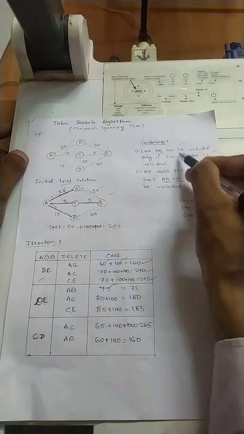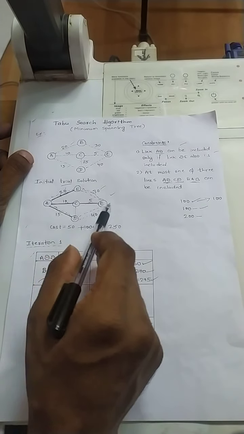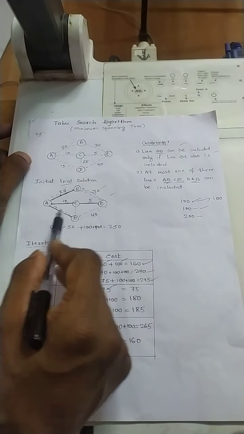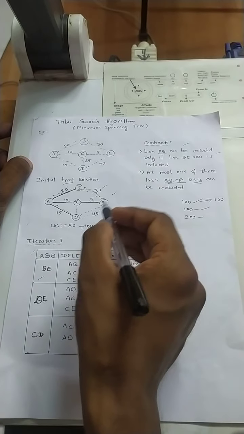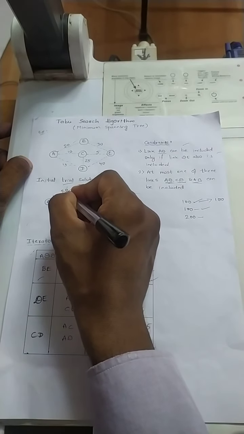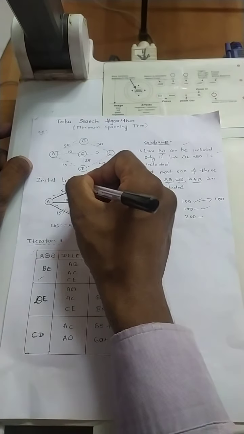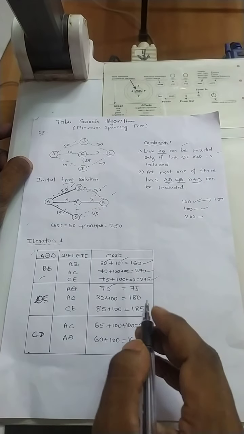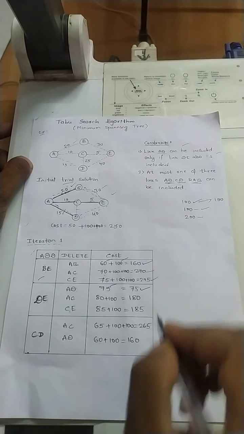Now the first constraint is: if AD is existing, then DE should be there. But we are removing AD, so there is no AD. It means there is no penalty for the first constraint. Then in the second constraint, out of AB, AD and CD, there should be only one, and only AB is there because we have already removed AD. So there is no penalty for the second constraint as well. So the cost is 75.